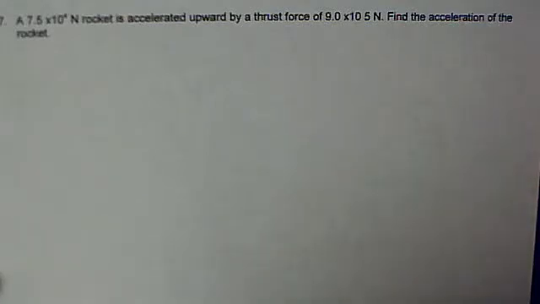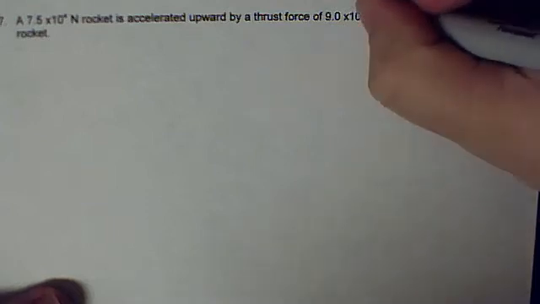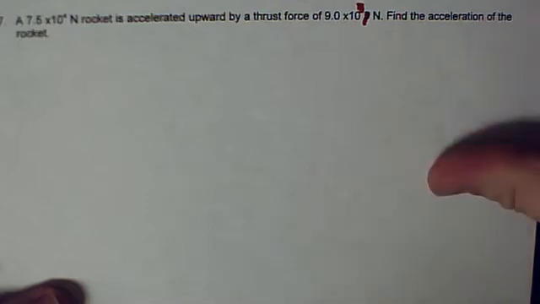Alright, a 7.5 times 10 to the 4th Newton rocket is accelerated upward by a thrust force of 9.0 times 10 to the 5th newtons. Find the acceleration of the rocket.